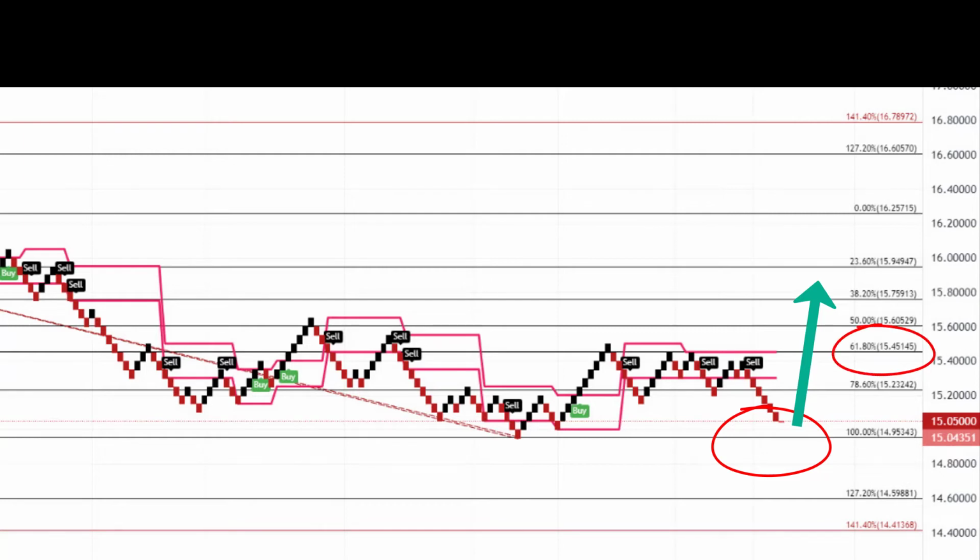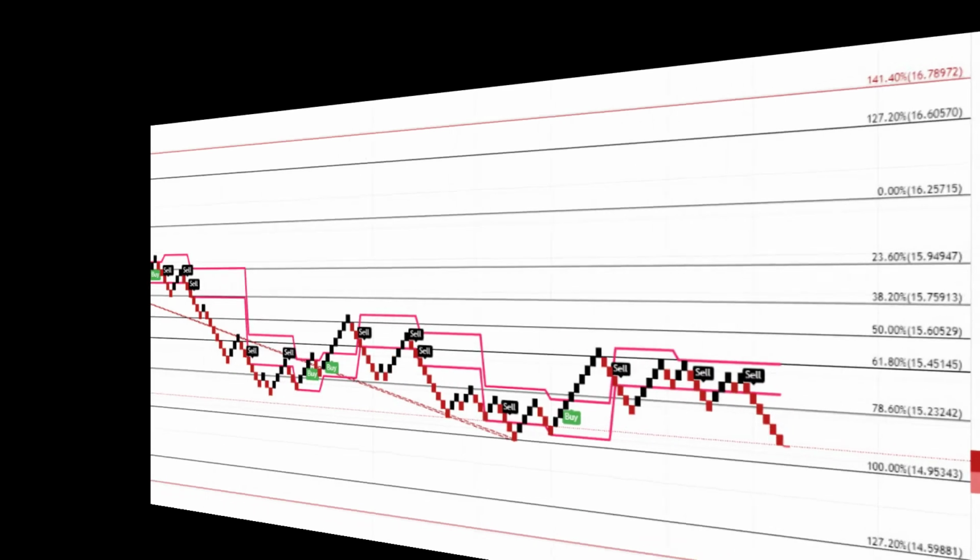First stop will be the 15.45 area, then 38.2% Fibonacci line at 15.75, and then maybe those highs of 16.25. But at the moment it's looking more probabilistic to the downside, i.e. strengthening rand against the US dollar.